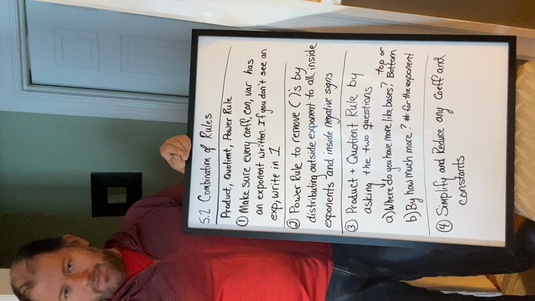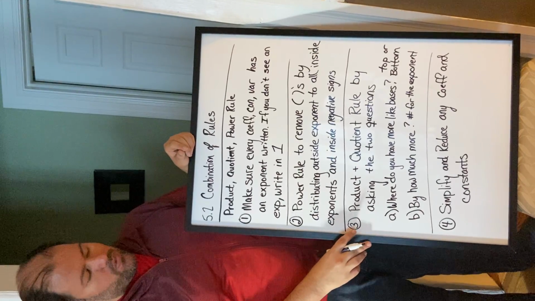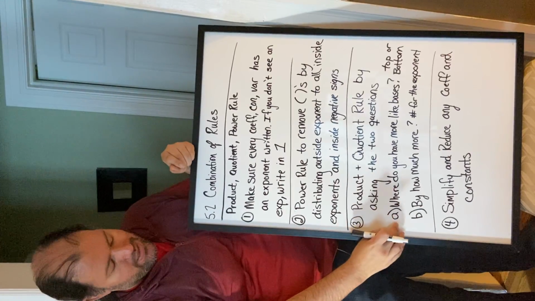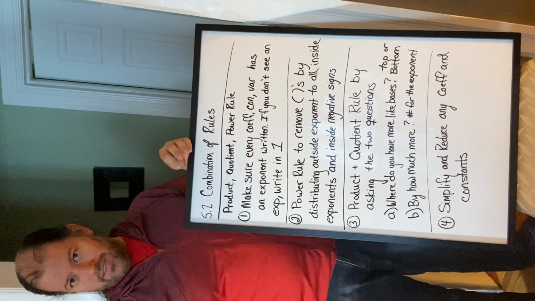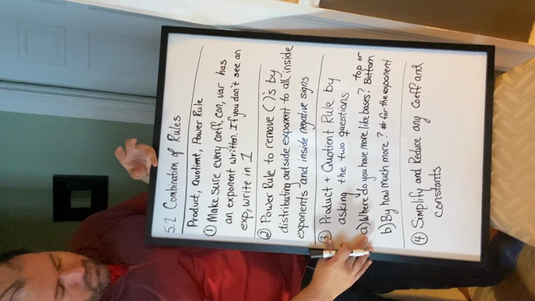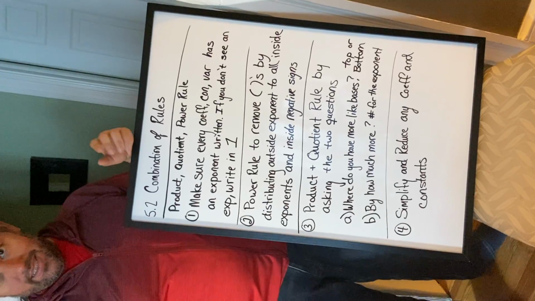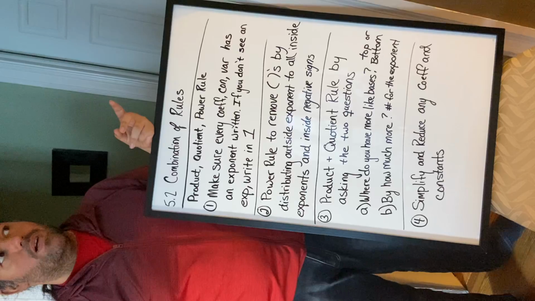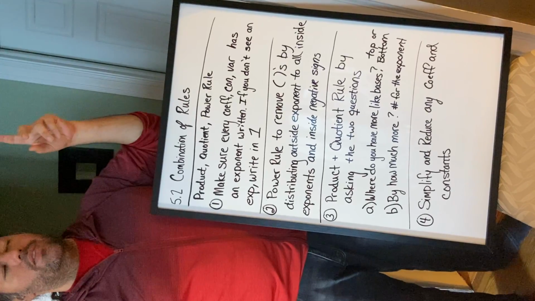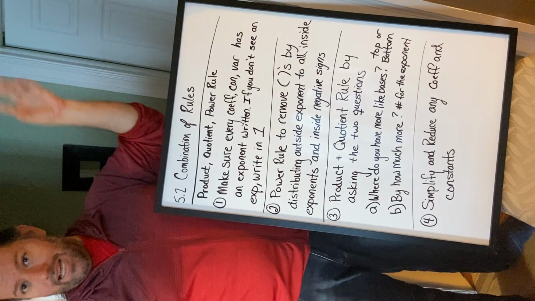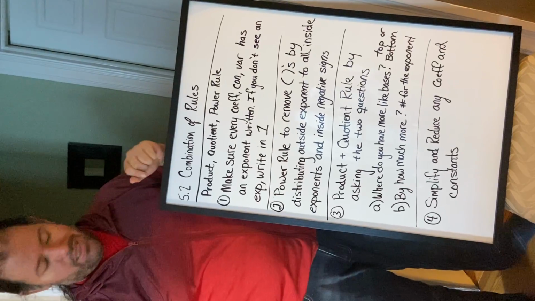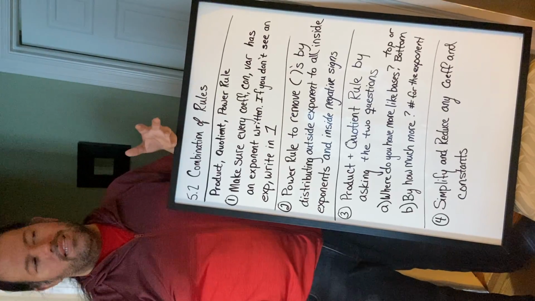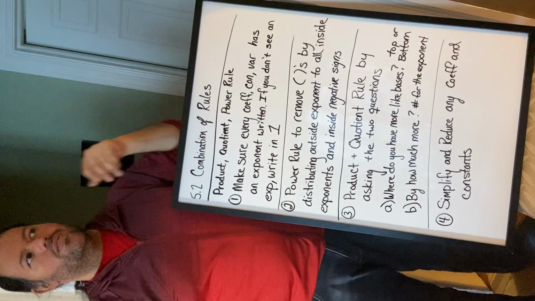Once we get rid of those parentheses, then we're going to do the product rule and the quotient rule. We can do these two together by asking two questions. Where do you have more like bases? You'll notice that you have some like bases. You ask yourself, where do you have more? If you have more on top, you keep the base on top. If you have more on the bottom, you keep the base on the bottom. Then you ask by how much more. That will be the number you use for that exponent.